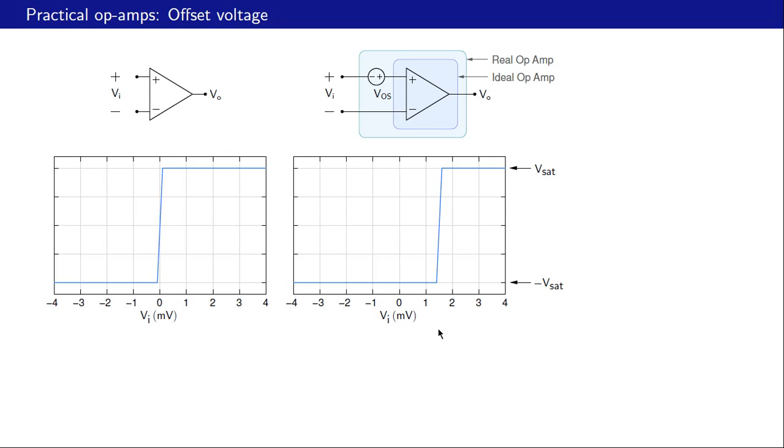Okay, let us now see how to represent the effect of this offset voltage. This is our ideal op-amp. This is our real op-amp. Now in the real op-amp model we have this box here, which is actually the ideal op-amp, and on top of that we have this voltage source here. Now this voltage source represents the effect of this offset voltage. It's called VOS. So this is the same model as we have been using, no offset, and the real op-amp is represented by this combined model.